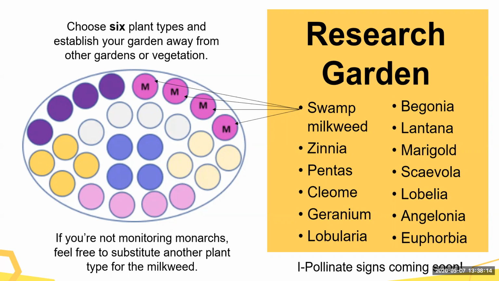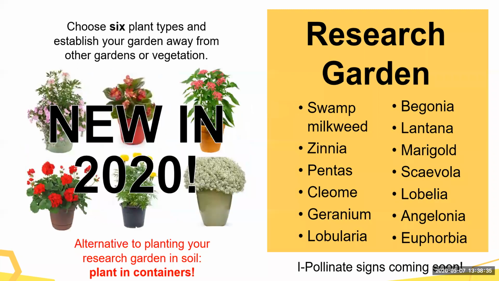Now, not an issue, but something that we ran into last year in 2019, where maybe you don't have a lot of space, or maybe your garden is full of flowers and you don't want to dig up a current flower bed or what have you. New this year, we are offering an alternative to planting your research garden in soil in the ground. You can feel free to use containers. Plant your garden in containers. The data will be collected in the exact same way. We simply ask that you indicate that you have a container garden so we're aware of that.